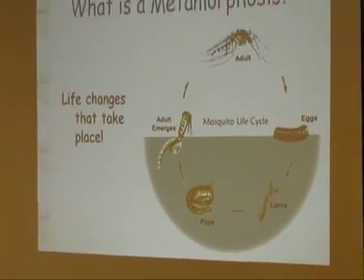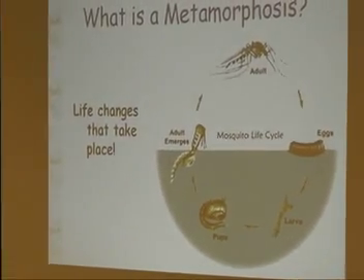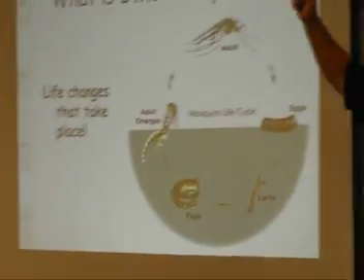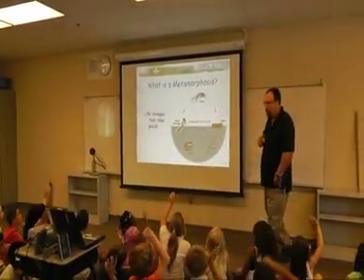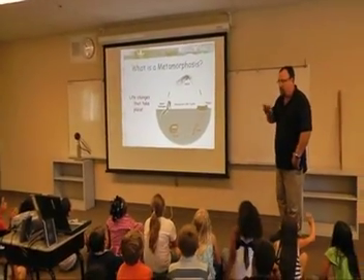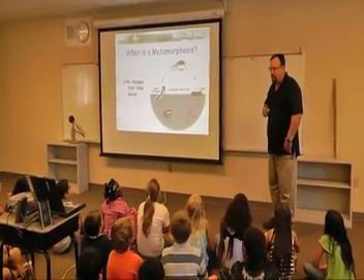They go through a metamorphosis. 3rd grade, you should have learned about metamorphosis, correct? Raise your hand if you ever even remember hearing that word. Okay? Most of you have. All right. Metamorphosis for a mosquito is a complete metamorphosis. They go through 4 different stages.